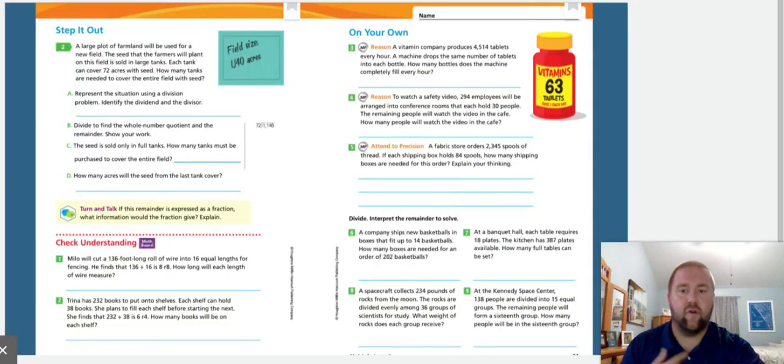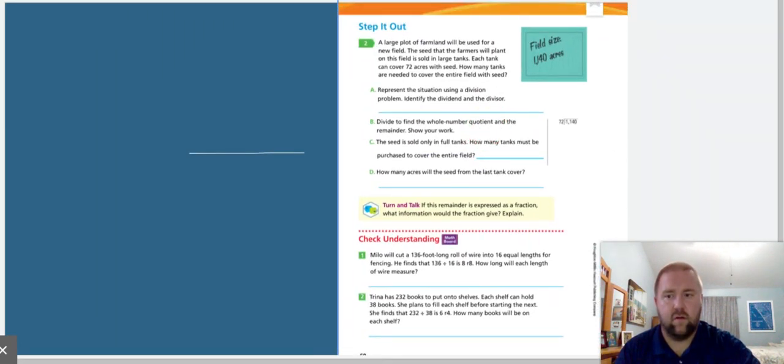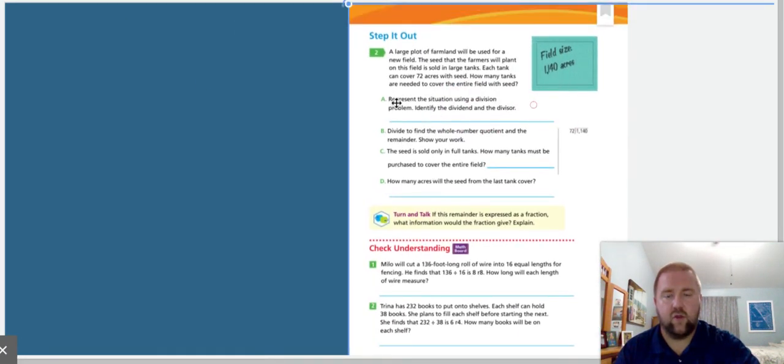I am going to go over another one just because these problems can be a little bit troublesome. So I'm going to slide this over here and do the work right here. So it says a large plot of farmland will be used for a new field. The seed that the farmers will plant on this field is sold in large tanks. Each tank can cover 72 acres with seed. How many tanks are needed to cover the entire field with seed?